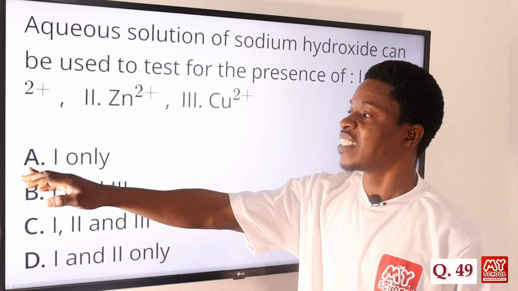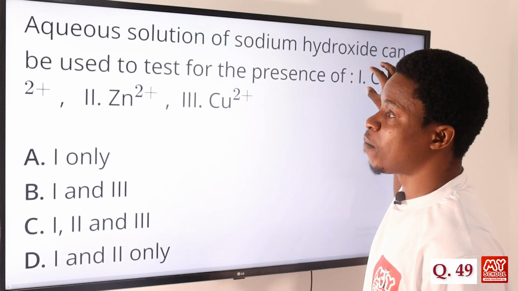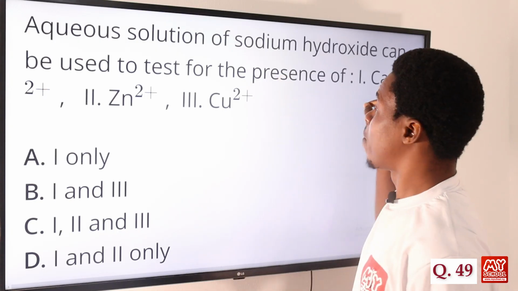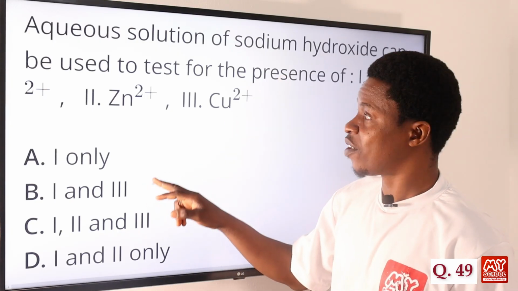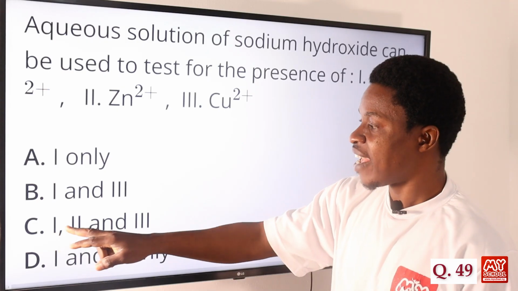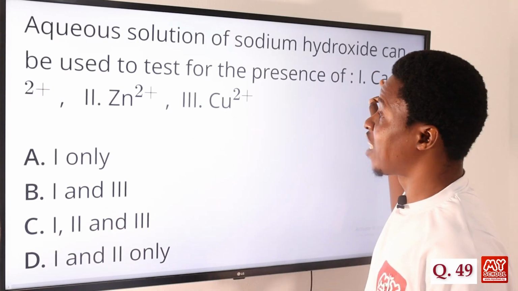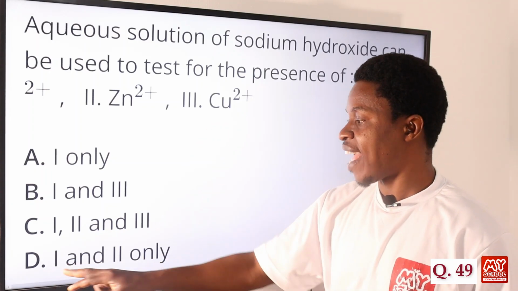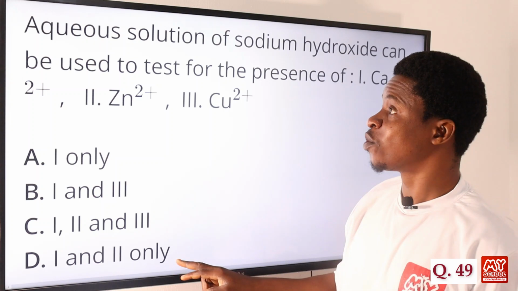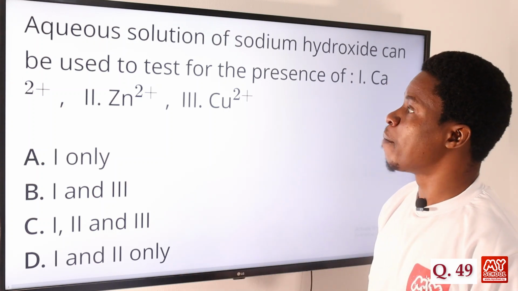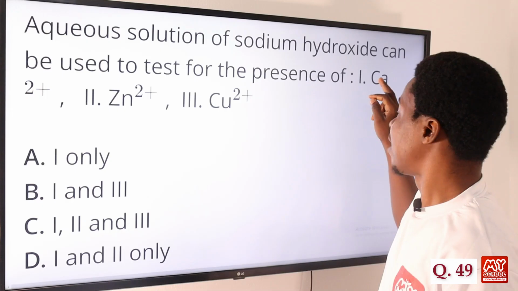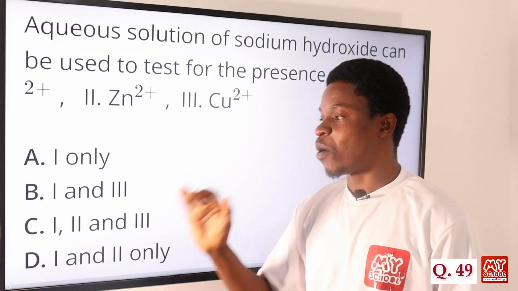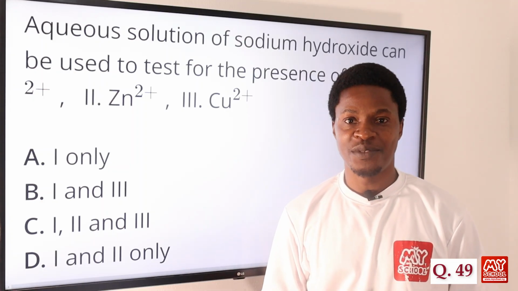So option A says I only. Is it only calcium ion? No. Option B says I and II, so calcium ion and copper ion, that is no, because zinc is also involved. Option C says I, II and III, that's calcium ion, zinc ion, copper ion. This is correct. Option D says I and II only, calcium and this, that is no. So aqueous solution of sodium hydroxide can be used to test for the presence of calcium ion, zinc ion, and copper ion. So the correct answer is option C.